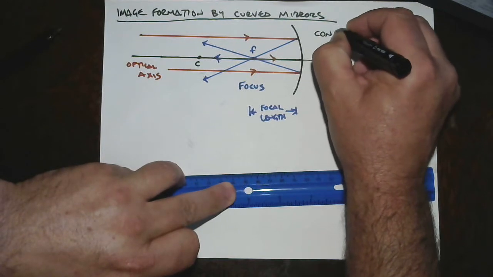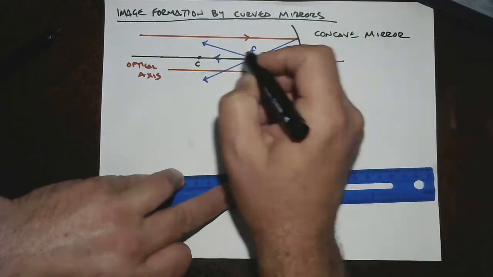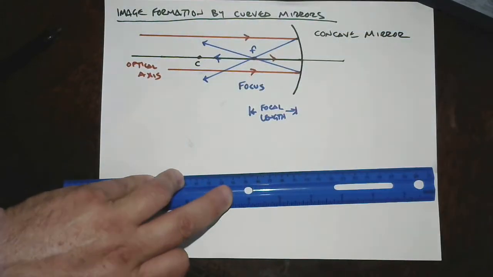Now, this type of mirror here has a special name. This is called a concave mirror. And parallel light coming into a concave mirror focuses into a point.